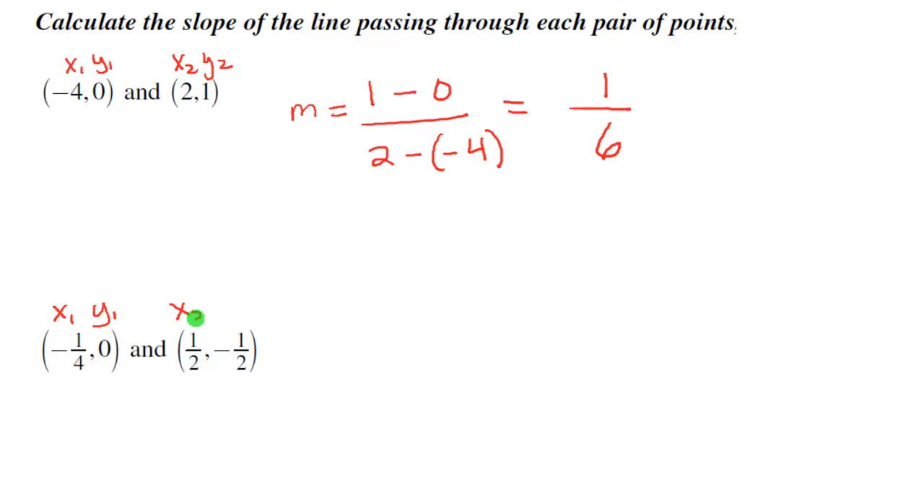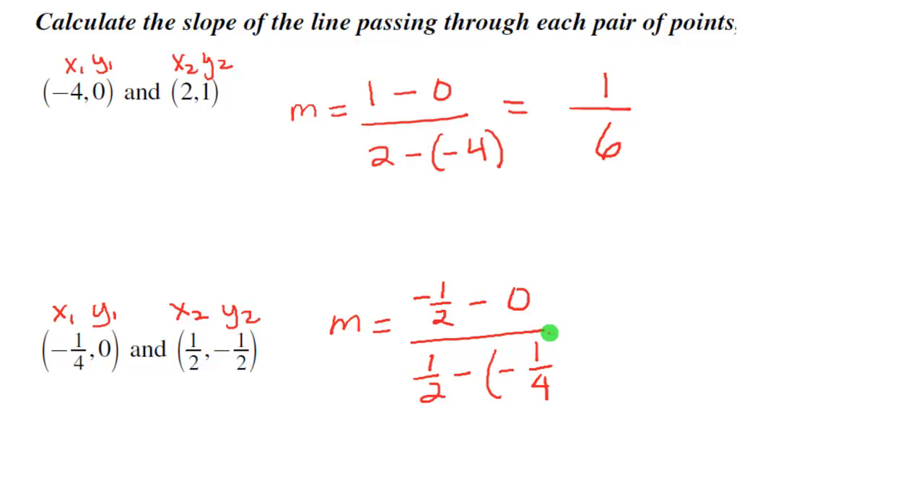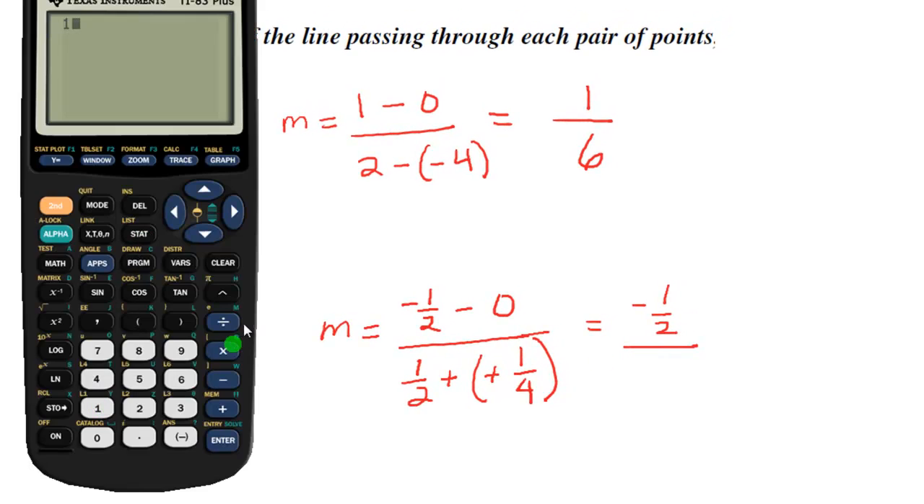The second pair of points have fractions, but don't worry, I'm going to show you how to do some of these fractions on your graphing calculator. Substitute into the slope formula just like you would with the integers that you did above. Of course, the numerator we know is -1/2, because -1/2 minus 0 is just -1/2. Now let's do this denominator. So use the graphing calculator. I'm going to type in 1/2 plus 1 divided by 4, which gives me my fraction 1/4.